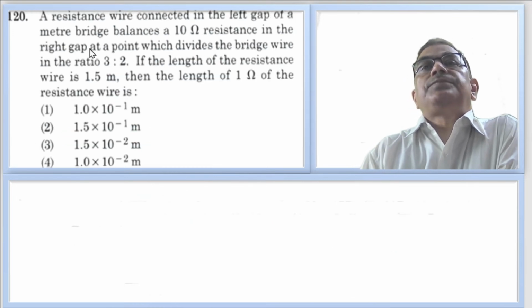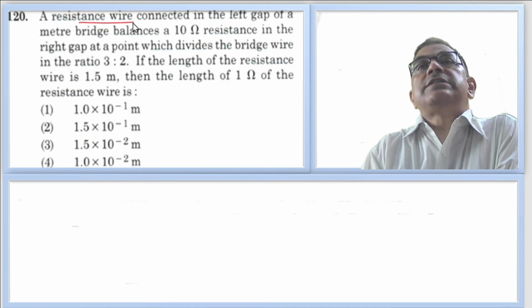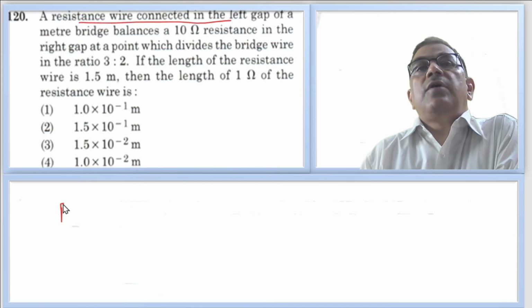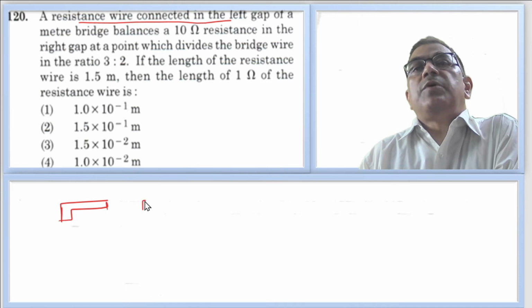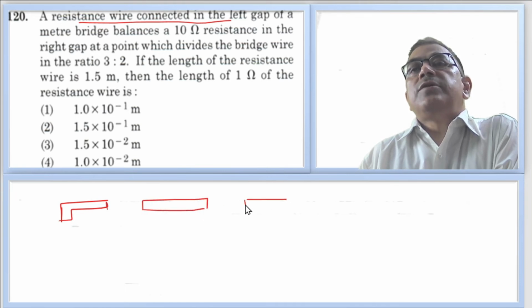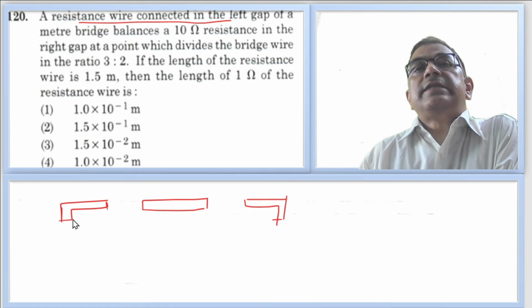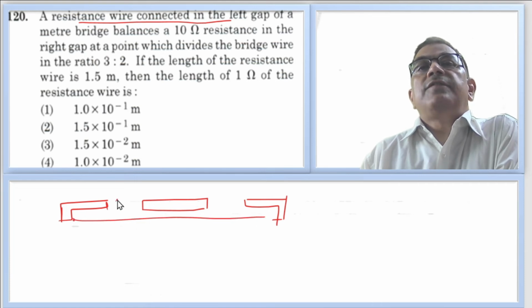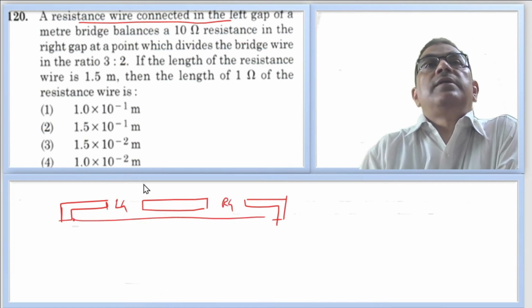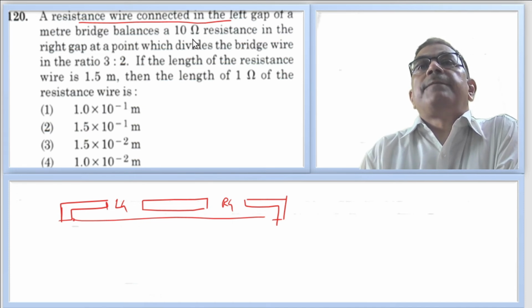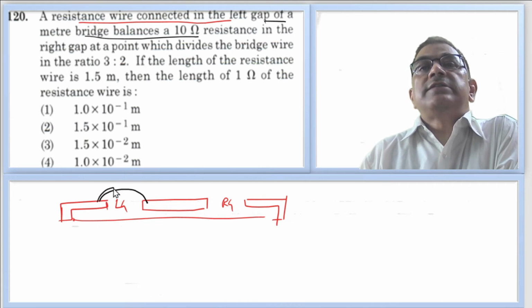Now the next, now this resistance wire connected. So here is a meter bridge. This is a meter bridge problem. So in the meter bridge problem, what exactly has been given? Let's see. This is the left gap and this is the right gap. So in the left gap, a resistance wire connected in the left gap of a meter bridge balances. Over here a wire is connected. Is it right? So this wire is connected in the left gap.